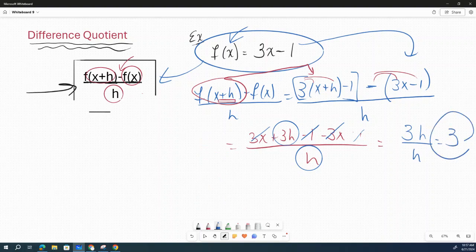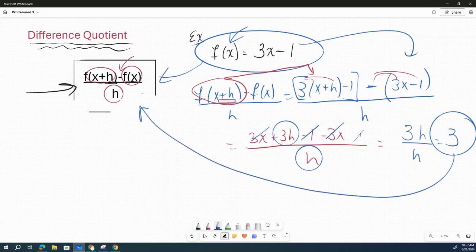Now, 3 is the answer to that difference quotient. And you might be like, well, wow, it came out to be a number. I wonder why that is. Well, look at the equation we just wrote up here. That was a line. Well, we know the slope of a line is 3. Oh, what? The slope is the slope? I know.